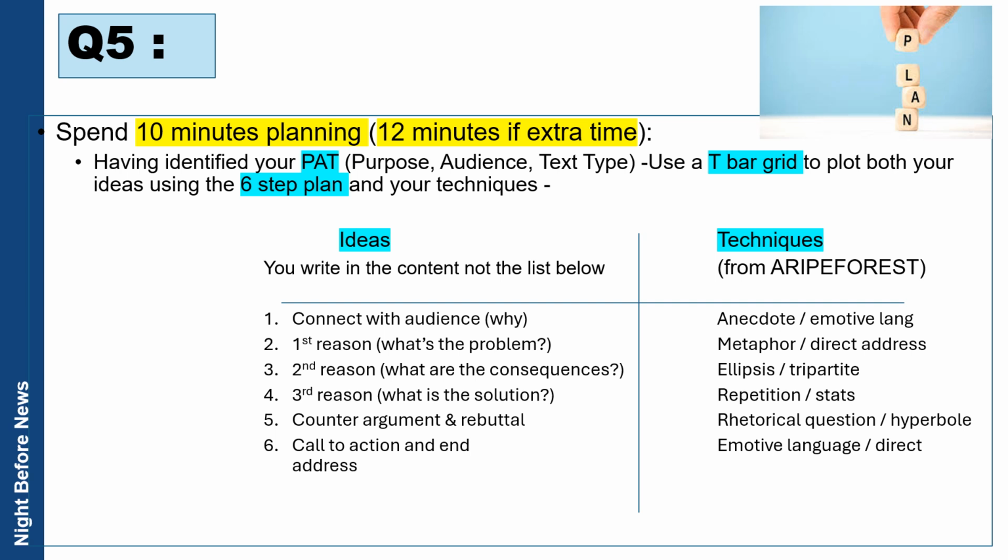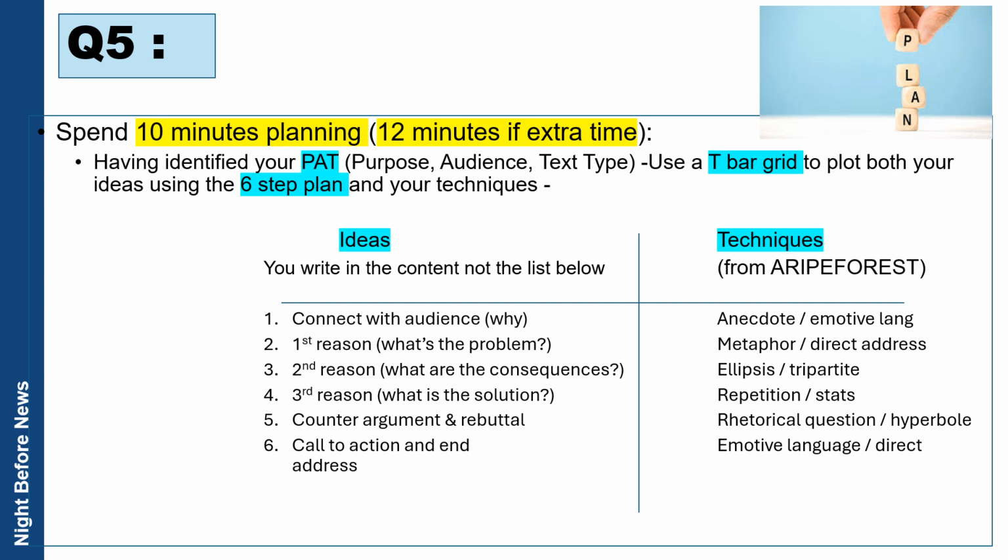So in terms of your ideas, think about connecting with the audience, why they should be interested in it. The first reason that you're going to give, perhaps outlining a problem. The second reason, showing the consequences of this problem. Your third reason, offering a solution. Then giving a counter argument and a rebuttal for people who may think differently. And finally, a call to action, and then you can end your writing.